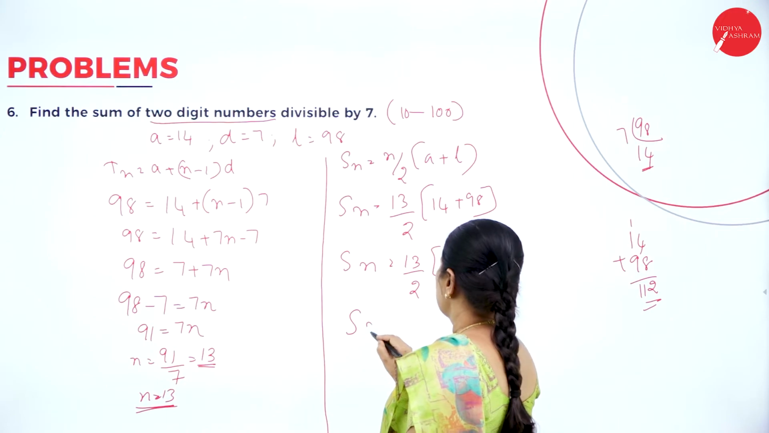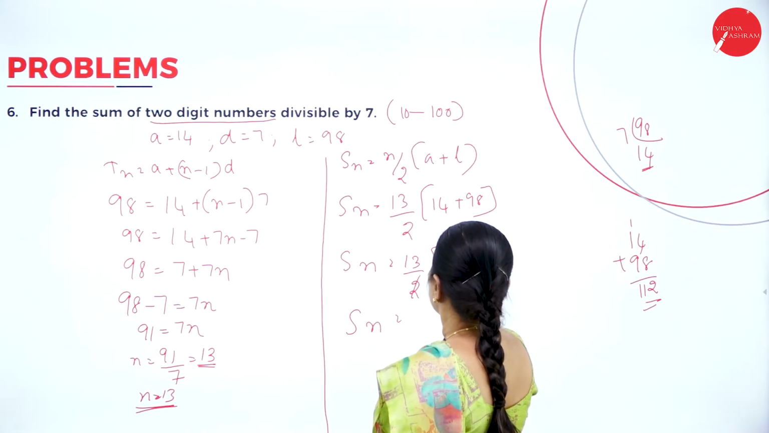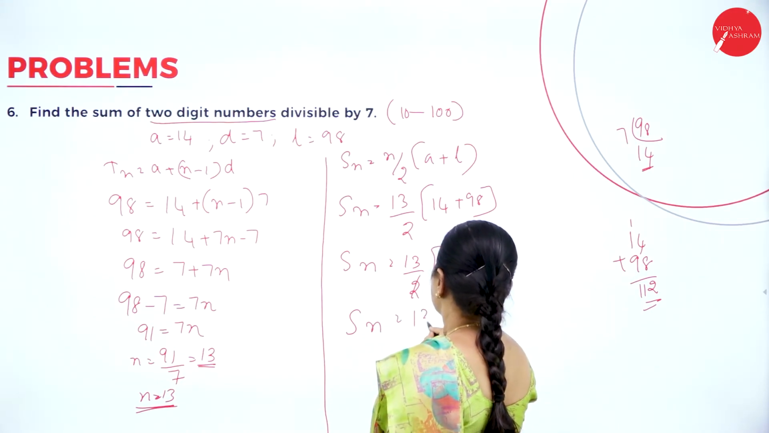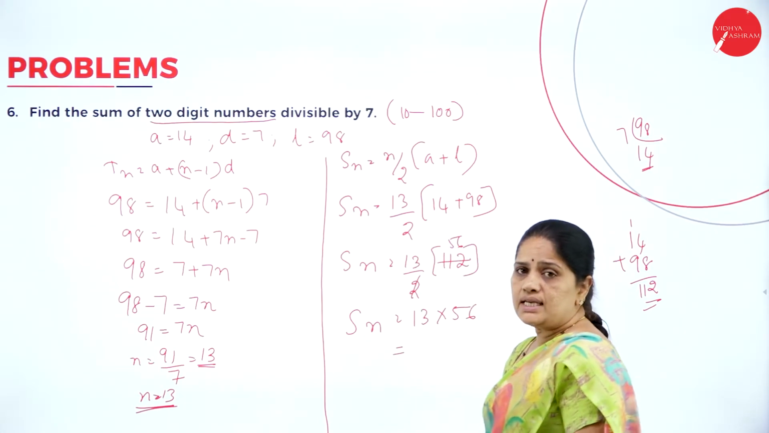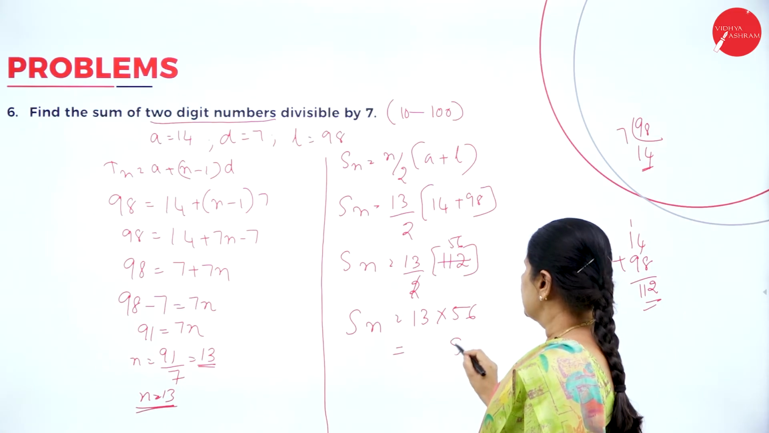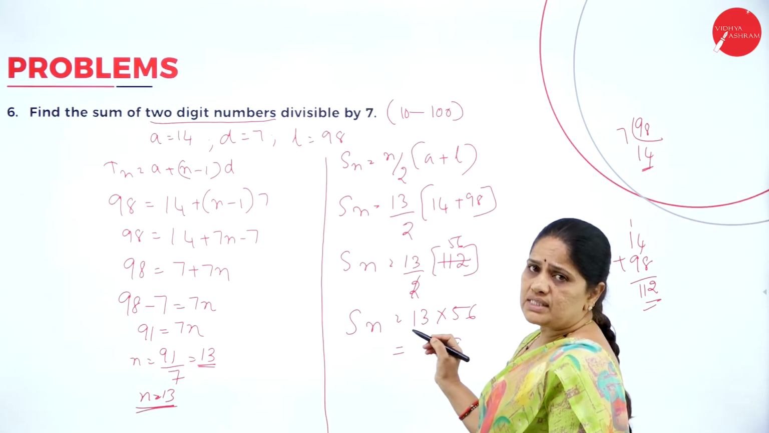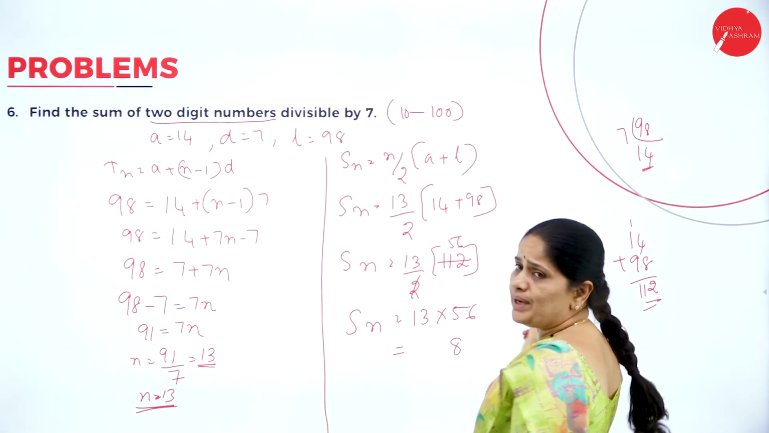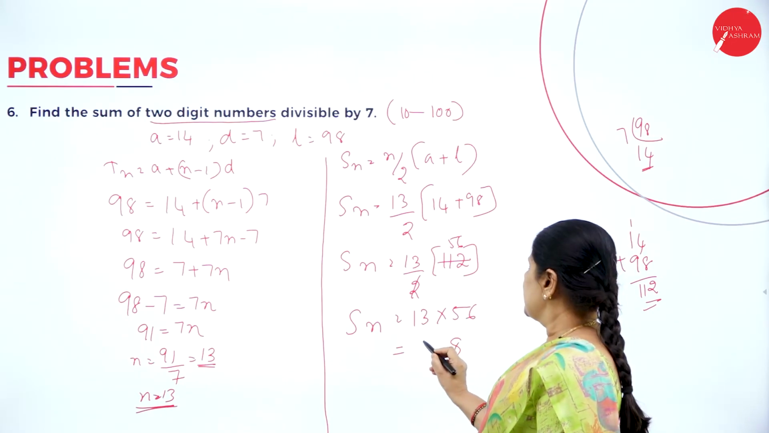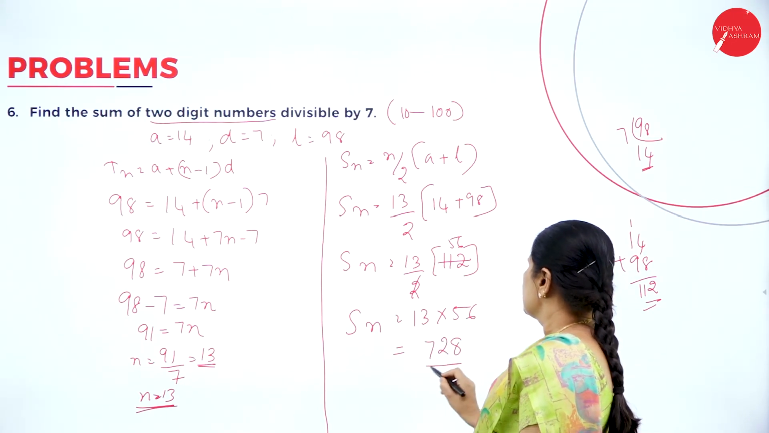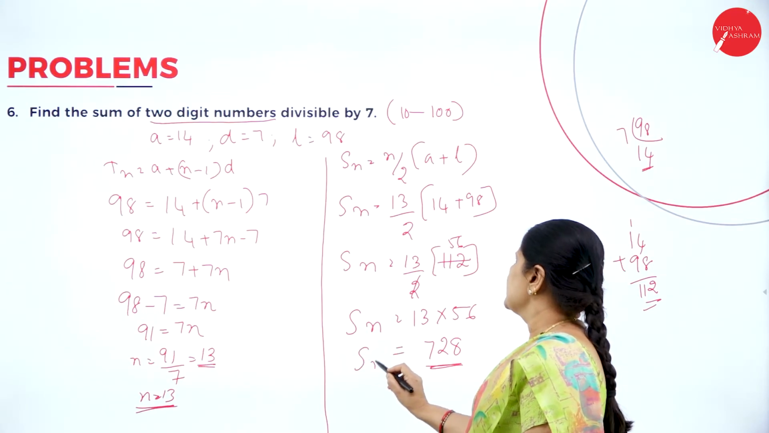So Sn will be 13 into 56, since 112 divided by 2 is 56. 13 sixes are 78, carry 7. 13 fives are 65, 65 plus 7 will be 72. So 728 is the answer.